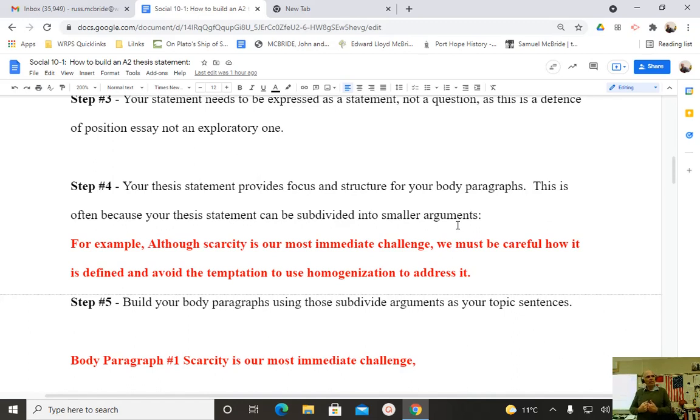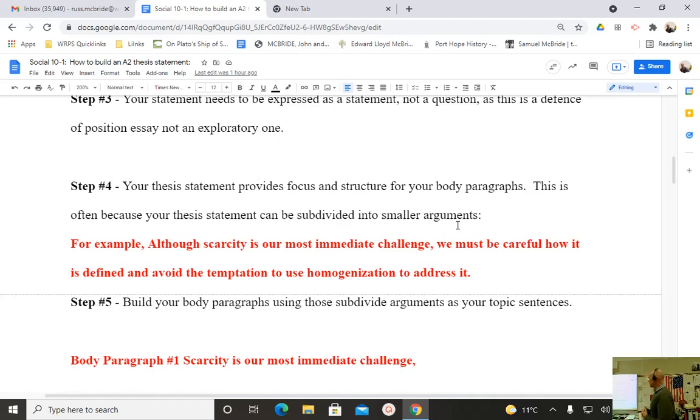If that's the promise you make to me and you leave one of those 3 subdivided arguments out, maybe you forget to talk about how we must be careful how we define scarcity, then your essay is incomplete. You have not fulfilled your promise. So your goal by the end of this week is to figure out what your promise is going to be. What is your thesis statement going to be? So then you can focus for the rest of October on developing that body to defend that thesis.